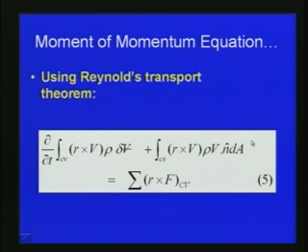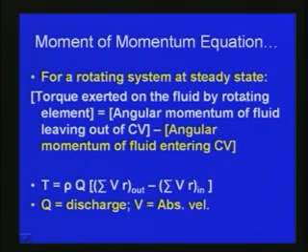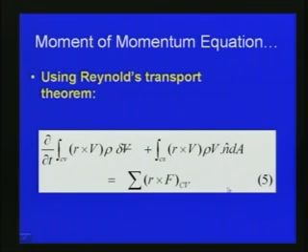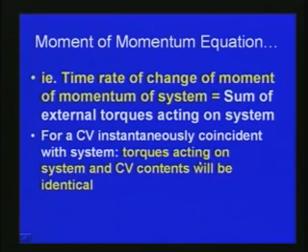Now if we consider a steady state flow system, we can express this equation for a rotating system at steady state. The torque exerted on the fluid by a rotating element is equal to the angular momentum of fluid leaving the control volume minus the angular momentum of fluid entering the control volume. This is the same thing we saw in equation number 5, which is applicable for unsteady flow conditions, but now for steady flow.